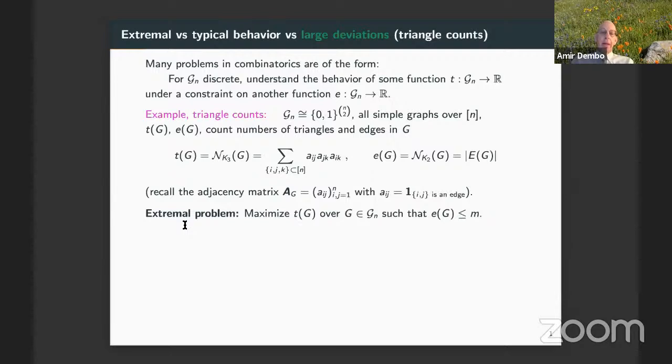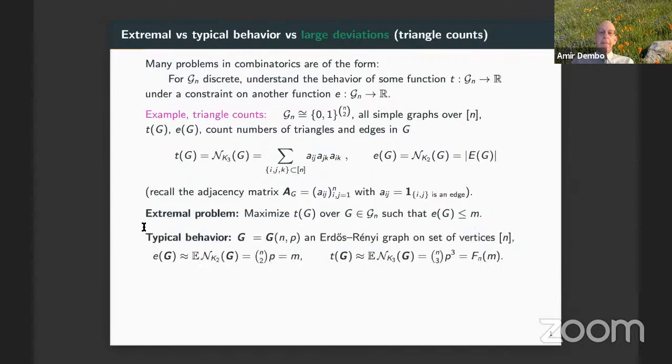Probabilists, on the other hand, will typically study the typical behavior. Typical behavior means you choose a graph G in some ensemble of graphs. And the most common ensemble for probabilists and also for combinatorialists is the Erdos-Renyi random graph on the set of vertices n with a parameter p. That means that you choose each of the edges independently and identically distributed with a probability p between 0 and 1.